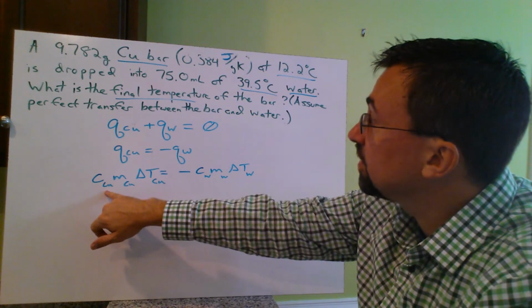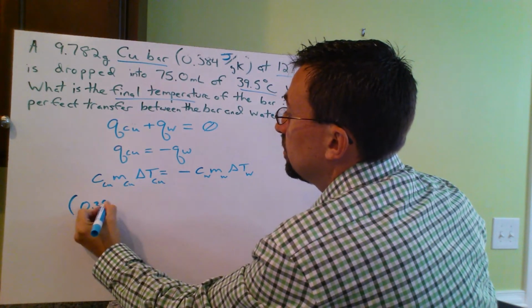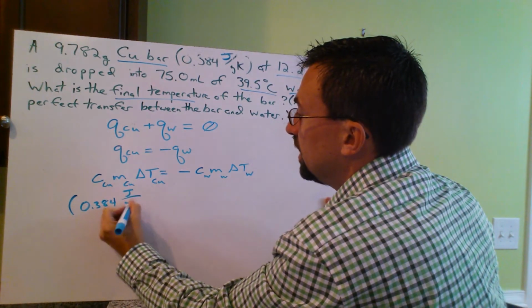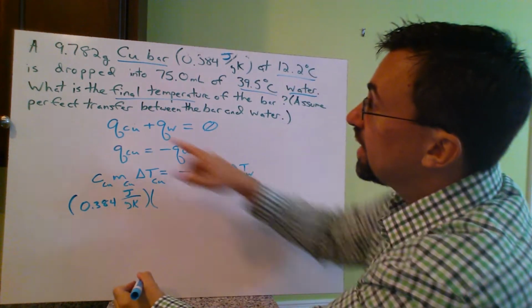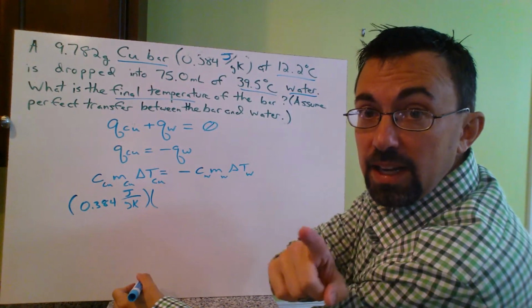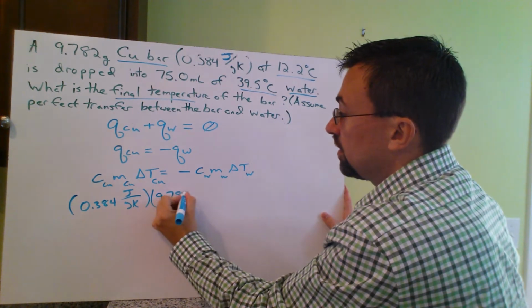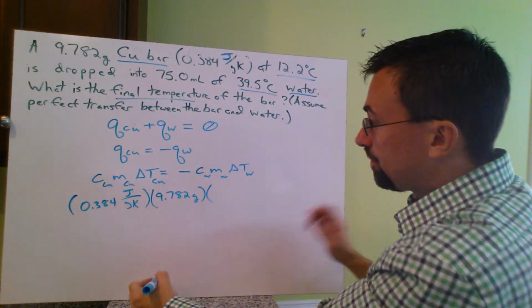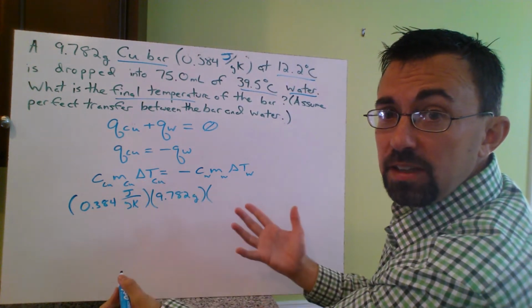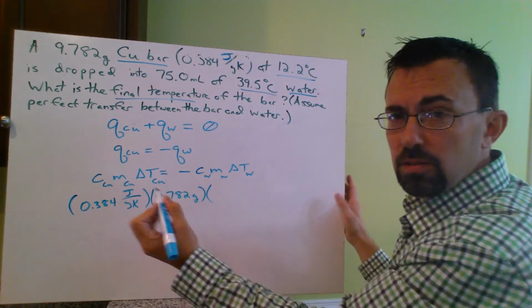So, do we have a specific heat for copper? Yep, they gave it to me. 0.384 joules per gram Kelvin. Do I have a mass of copper? Yep. Is grams okay? Does grams match grams? Yep. Why did I ask that? Because we got to make sure. Always look at your units. Change in temperature. What's my final temperature of the copper? I don't know. That's what we're looking for.